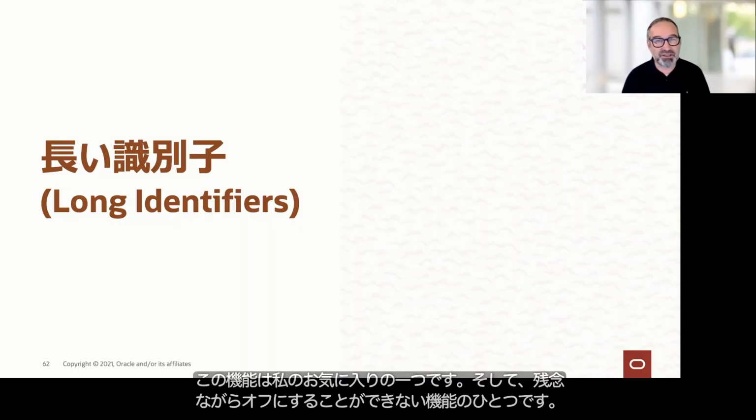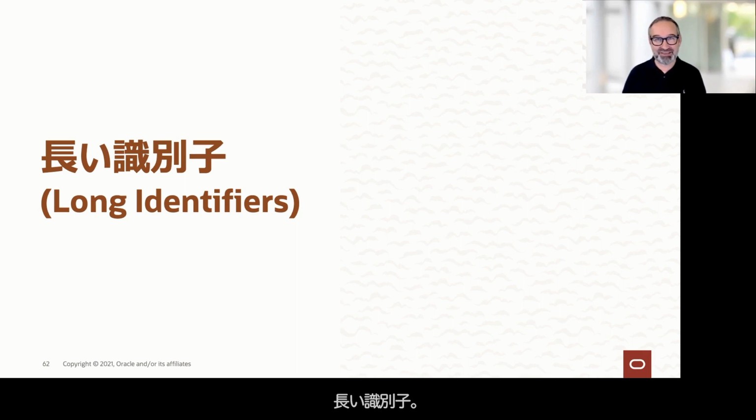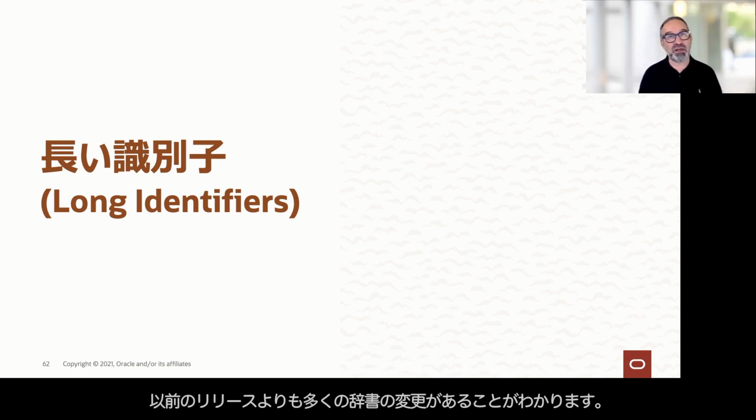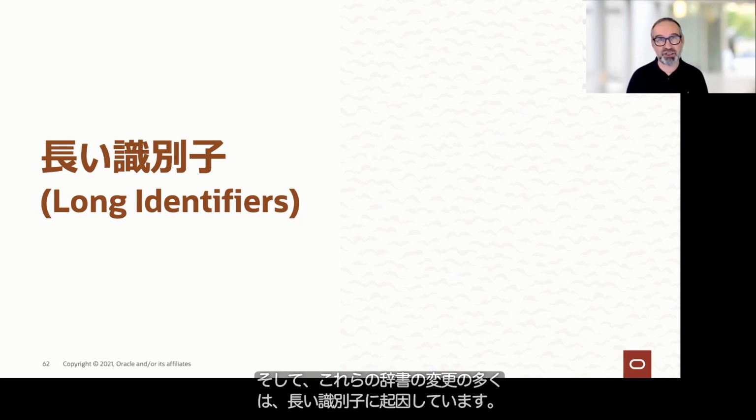This feature here is one of my favorites, and it's one of the features you can't unfortunately turn off. Long identifiers. When you upgrade to 12.2, 18, 19, 21 from a release below 12.2, and you check the upgrade logs, you will find out that there are a lot of dictionary changes, more than in previous releases. And a lot of these dictionary changes are credited to the long identifiers.